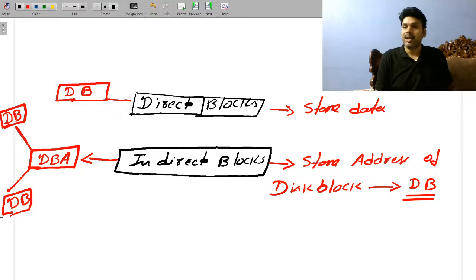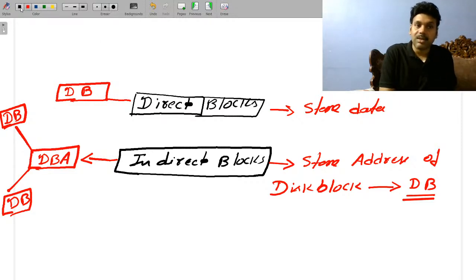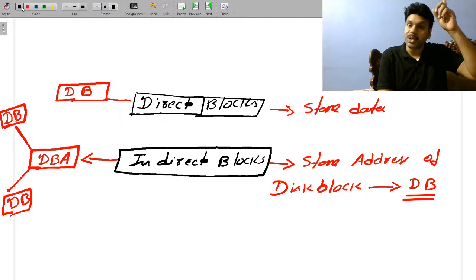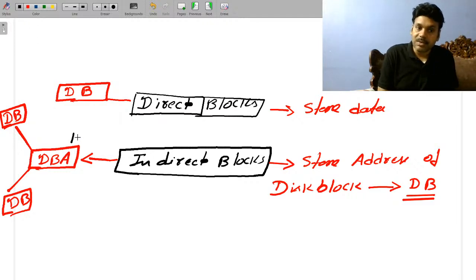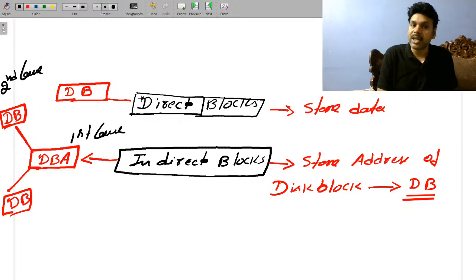Direct. Indirect means what? At the first level we store addresses which reference the original data blocks. This is your first level and this is your second level. But when I am talking about direct blocks, you have only one level.